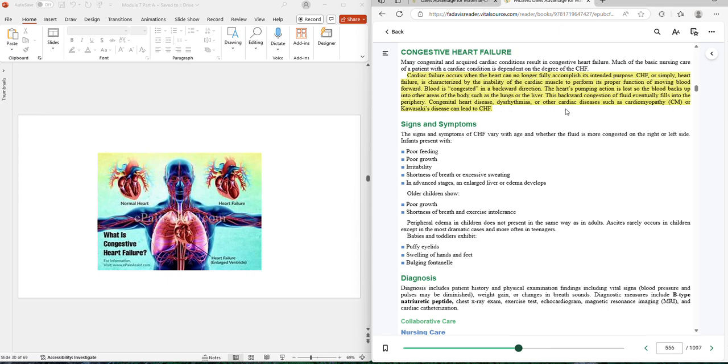Then you start having different types of cardiac diseases, such as cardiomyopathy and Kawasaki's disease, and this leads to CHF. And we'll talk more about Kawasaki's disease.